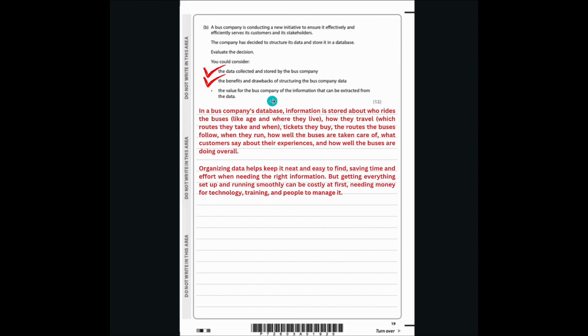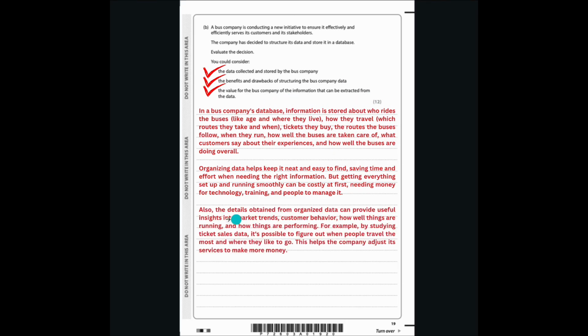The value to the bus company of the information that can be extracted from the data. So what will be expected? The detail obtained from organized data can provide useful insight into market trends, right? How customers behave, how well things are running, how things are performing. For example, by studying ticket sales data, it's possible to figure out when people travel the most and where they like to go. I already mentioned that when sales are lower, they can provide promotions. You can also write a similar line. This helps the company adjust its service to make more money.